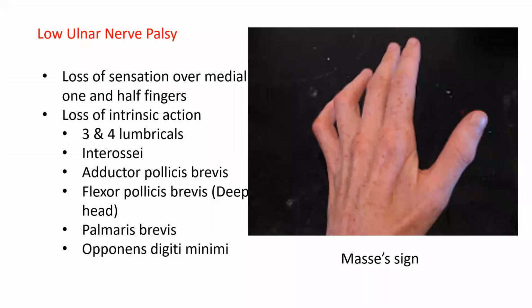Opponens digiti minimi. See, you can't check the opponens digiti minimi by a test. How we assess it is, whenever this muscle is intact, there is a smooth arch formed by the knuckles, right? If you see your own knuckles, they are not in a straight line. They are in an arch. This we call the palmar or the metacarpal arch, okay? Whenever this muscle is paralyzed, the arch is flattened. It is totally flat, okay? This is called Massey's sign because of paralysis of the opponens digiti minimi.